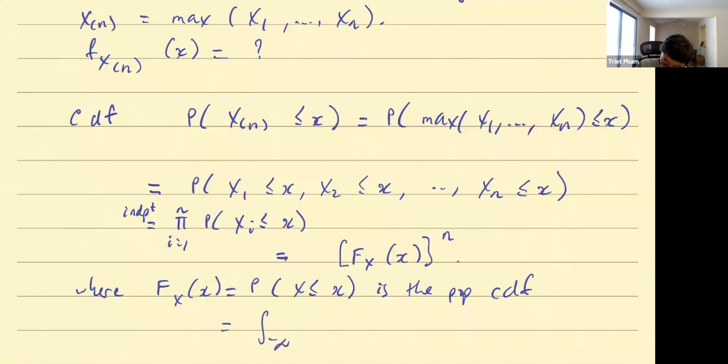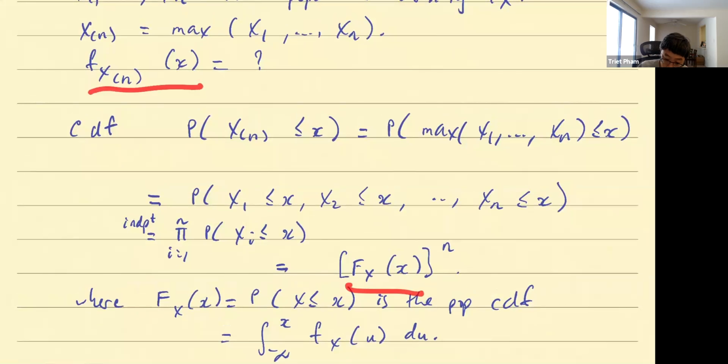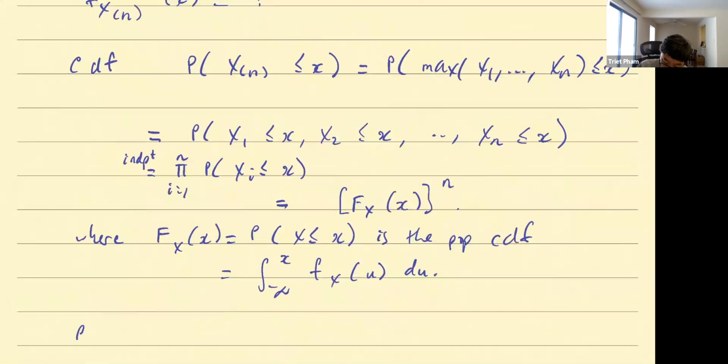In terms of the PDF, of course, it's this. Also in terms of the PDF. Any question here? All right. But notice our goal. So here, what have we derived? We derived the CDF of the max. So of course you want the PDF, and the PDF is the derivative of the CDF.